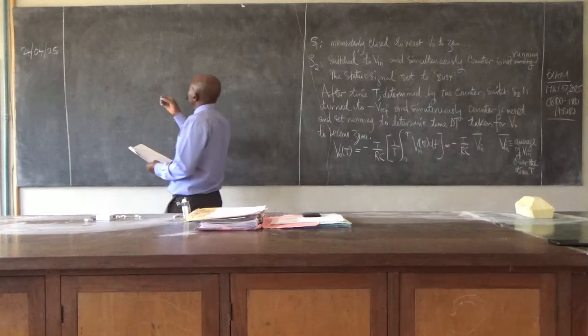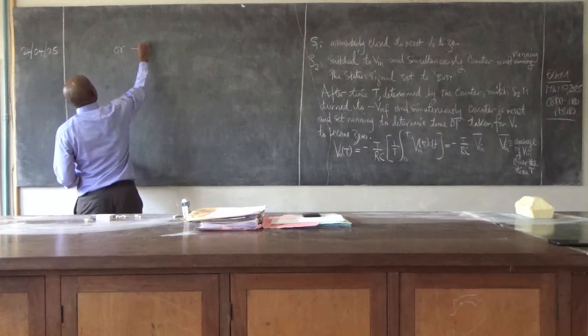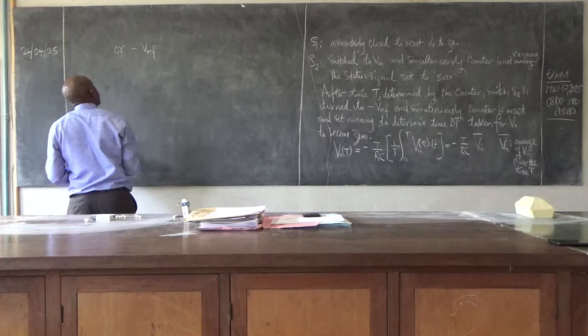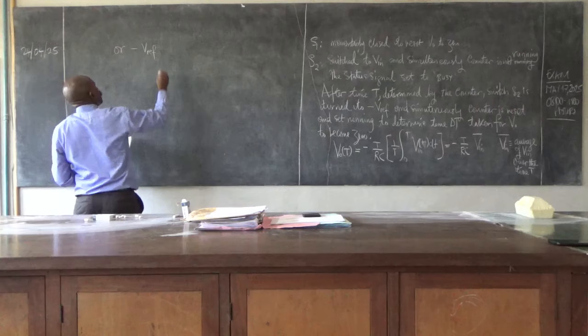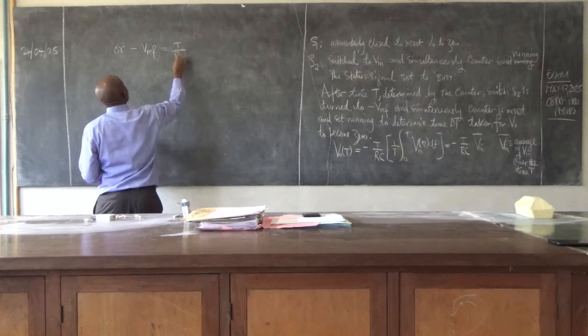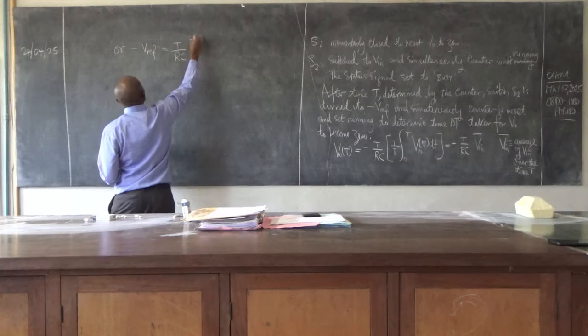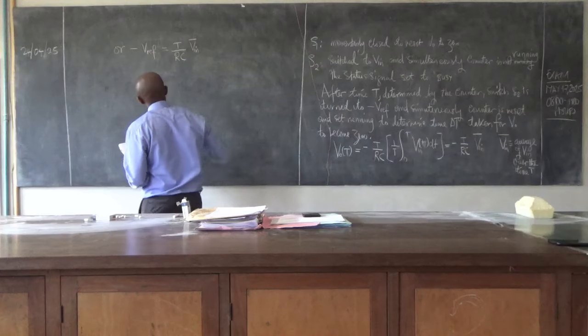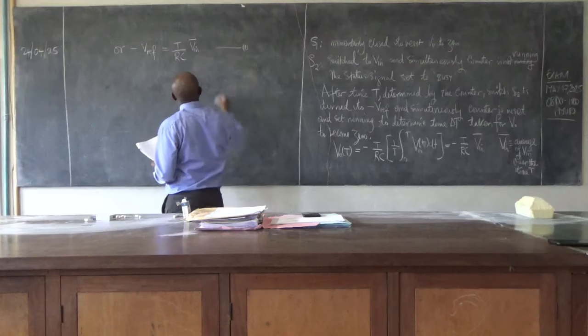Or minus V ref is equal to minus T over RC V in. Let's take this as equation 1.